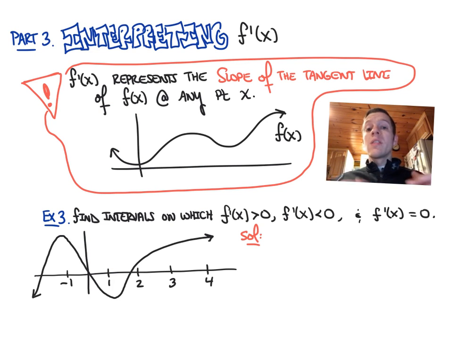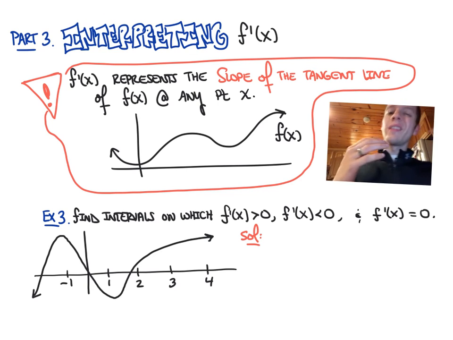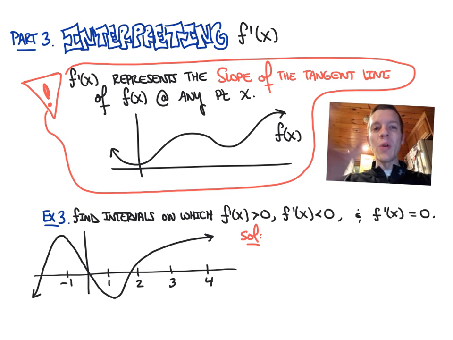So let's complete this video lecture with just a quick discussion of how to actually interpret this new thing that we call the derivative. As I mentioned, and this is the most important part of the entire video, if you take nothing else from this video, make sure you take this big warning bubble here. F prime of x, okay, that's your derivative. This represents the slope of the tangent line of the function f of x at any point x.